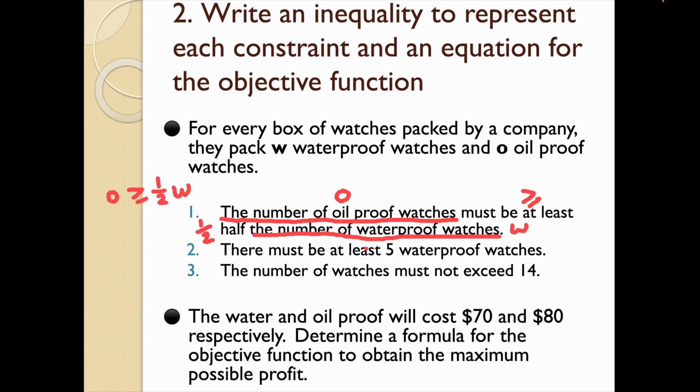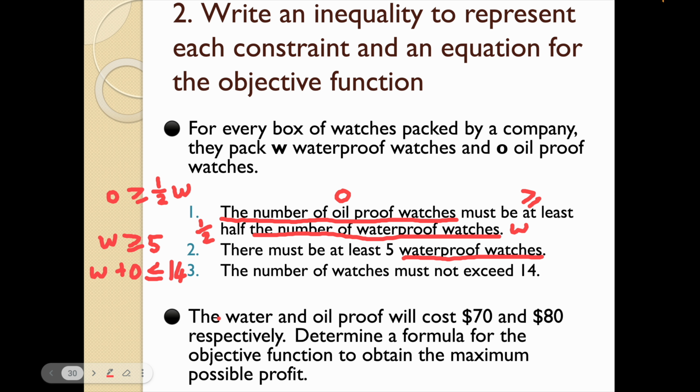So the next one says there must be at least 5 waterproof watches. Waterproof watches is represented by W, so W must be more than or equal to 5. Literally I'm converting this text into these. The next part says the number of watches must not exceed 14. Remember, we have 2 types of watches here, waterproof watches and oil-proof watches. So that means the 2 watches put together, W plus O, cannot exceed, so must be less than or equal to 14. Lovely. So that is it for our constraints.